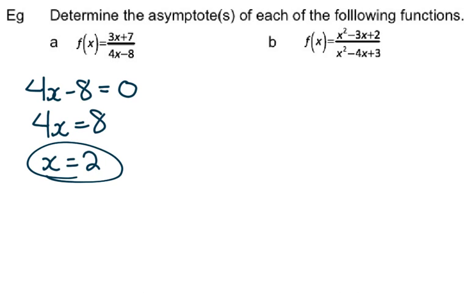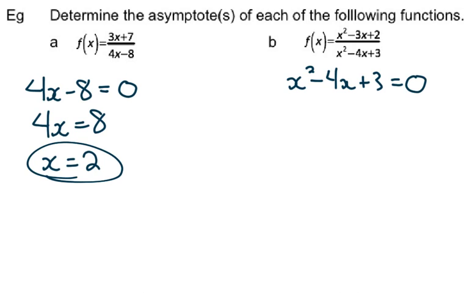B, same process. We'll take the bottom, we'll make it equal 0. This one's a slightly more complicated equation. We have a quadratic. So we have a couple of options. We can look how to factor it if possible. We could go to the quadratic formula. This one's relatively easy to factor, so let's do that and save ourselves a little bit of time.